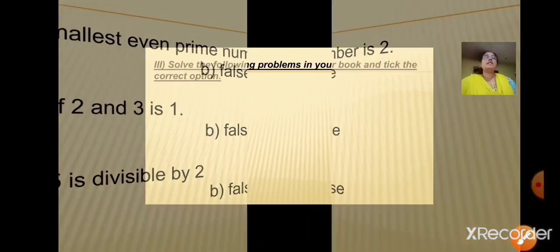Now coming to the next question. Solve the following problems in your book and tick the correct option. Now children, in the exam also you will be having such kind of sums where it will be said that solve the following problems in your book. That is, you have to keep your rough book ready for solving the problems, and then after solving it you have to tick the correct option. Without solving, if you tick, you are bound to make mistakes. Your answers will be wrong. So solve the problems first in your book and then tick the correct option.